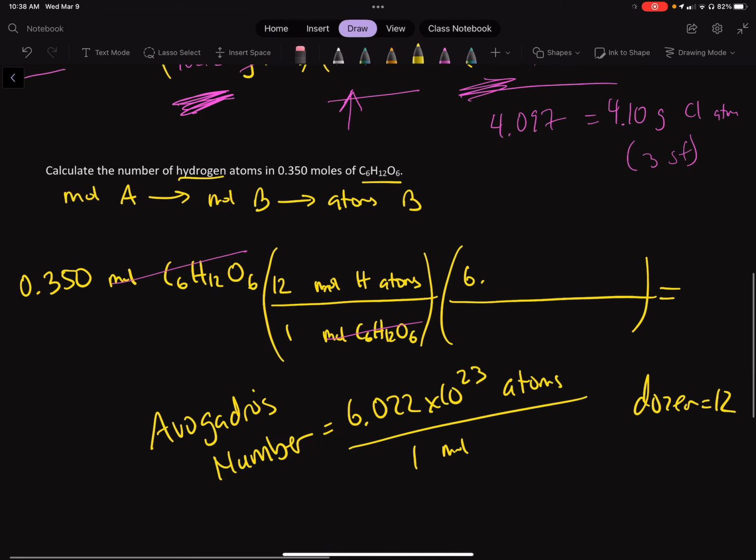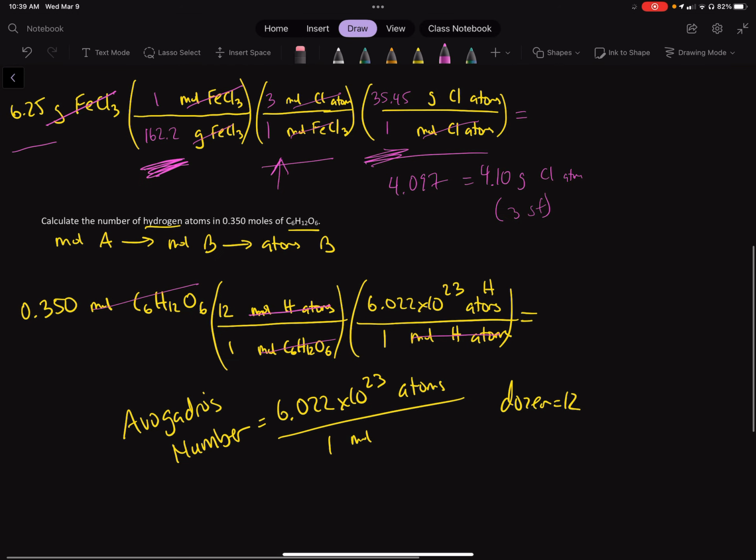That's the conversion we're going to use here. So we'll have 6.022 times 10 to the 23rd hydrogen atoms per 1 mole of hydrogen atoms. I put the 6.022 on the top because I want moles of hydrogen atoms to cancel.